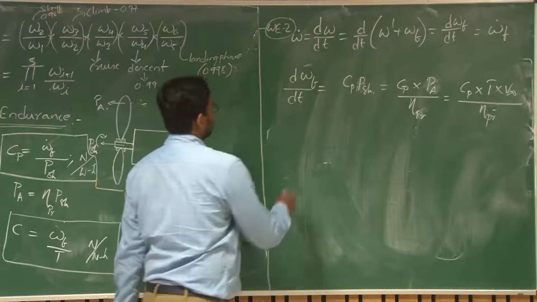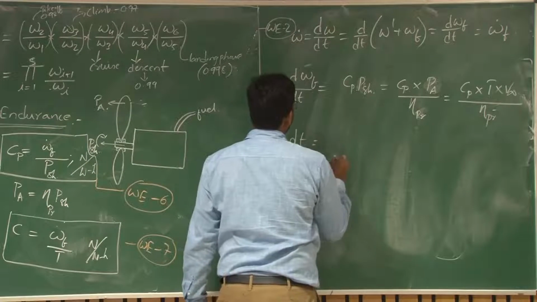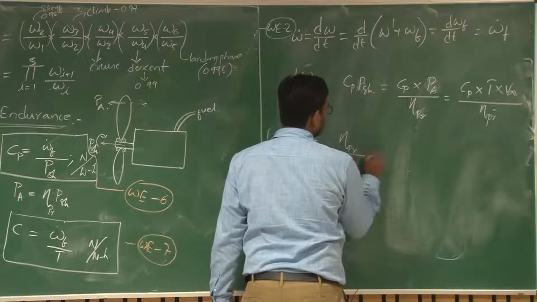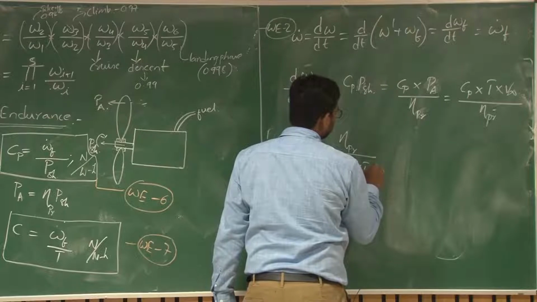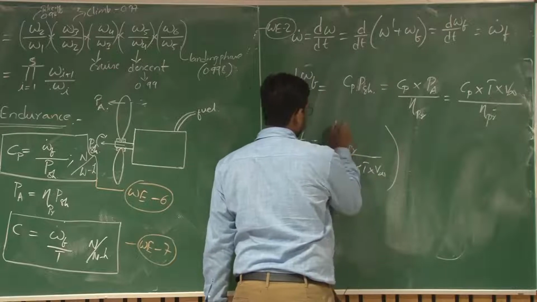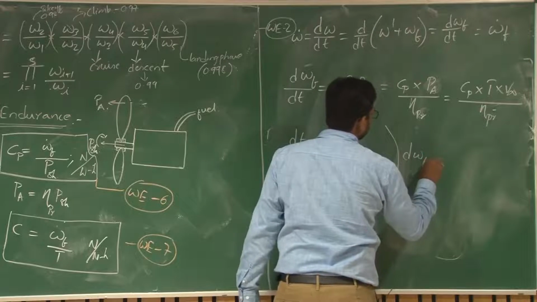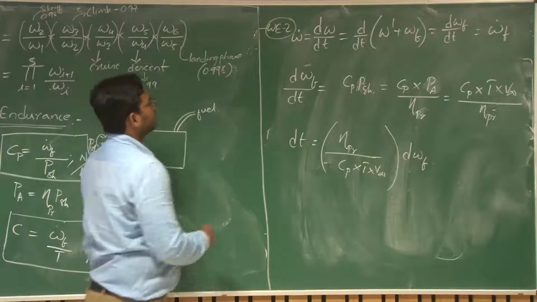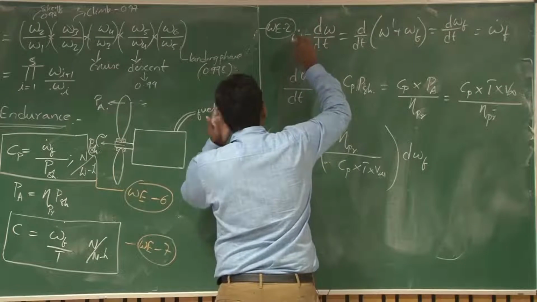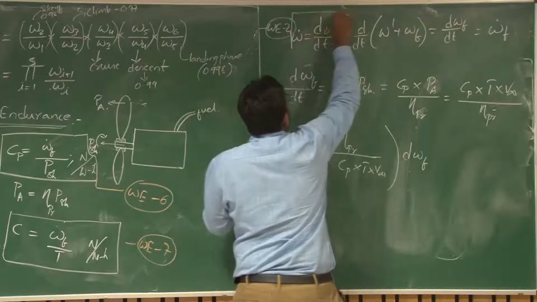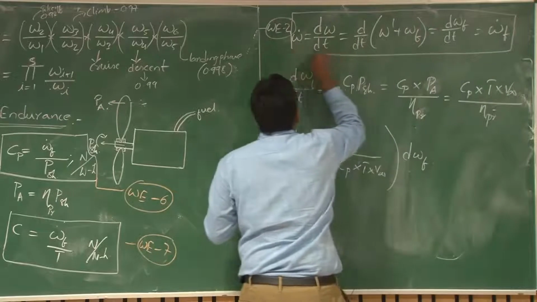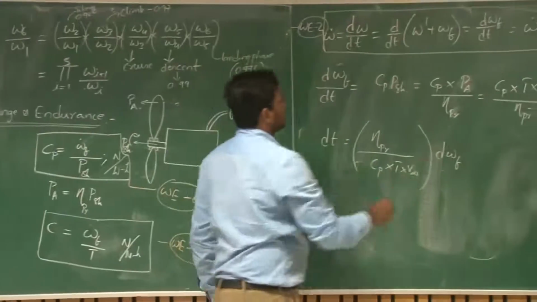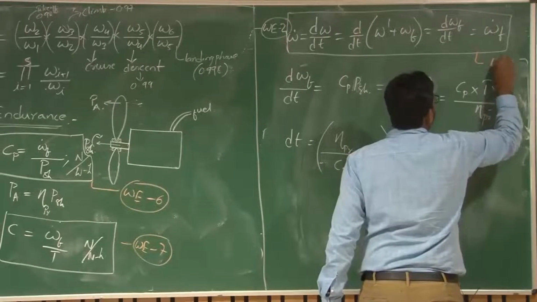Okay. Now what is dt? dt is equal to eta of the propeller divided by Cp into T into V infinity, into dWf. We just manipulated this equation. Okay. So you may consider this equation as WE8, weight estimation 8.